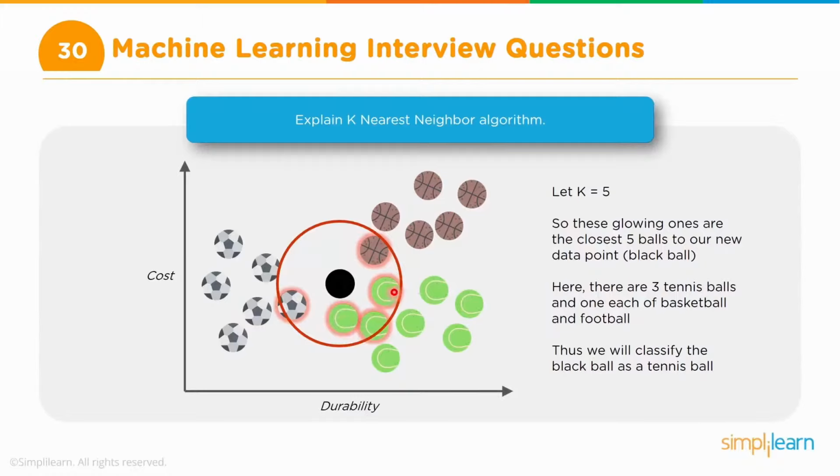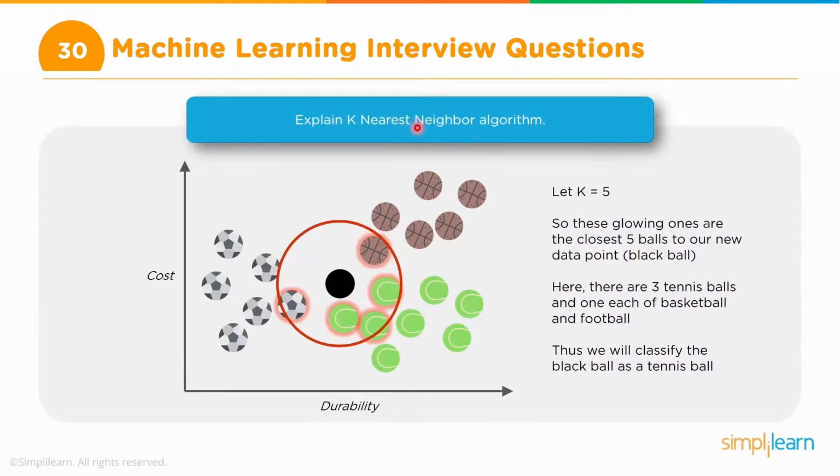So since 3 of these items belong to this class, which is basically in this case the green or the tennis or the third cluster, as I was talking about, right? So we assign it to this third class. So that's how it is decided.